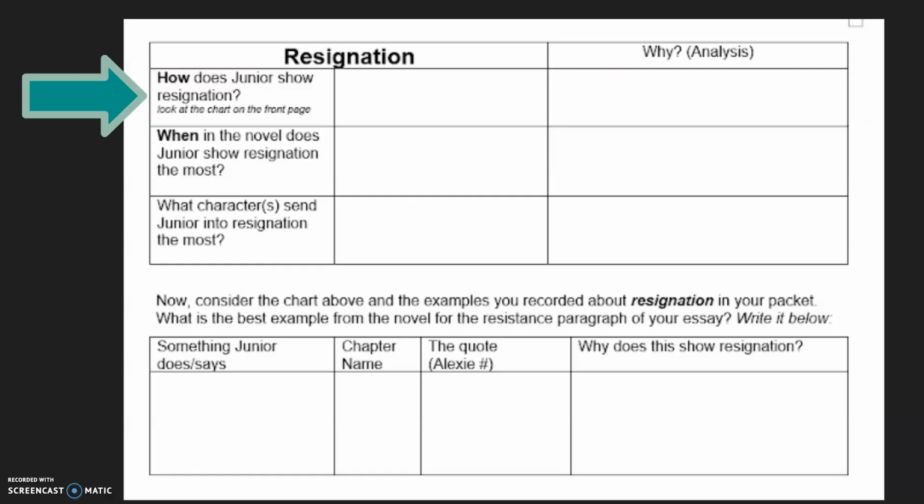We're going to go through and do the exact same thing with the resignation box. So I'll go through it and then you can pause the video. Next, how does Junior show resignation?